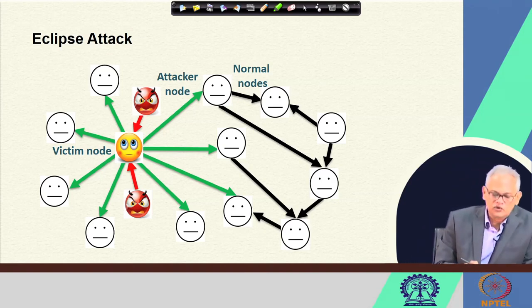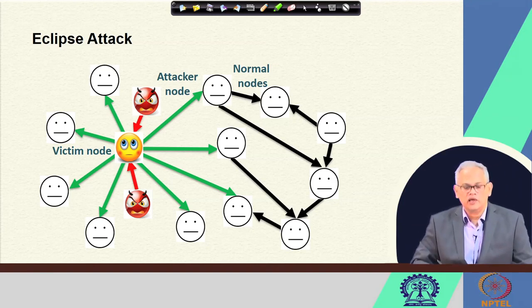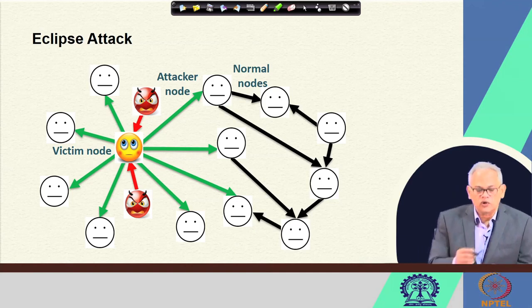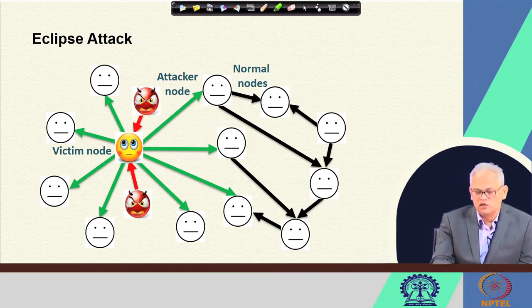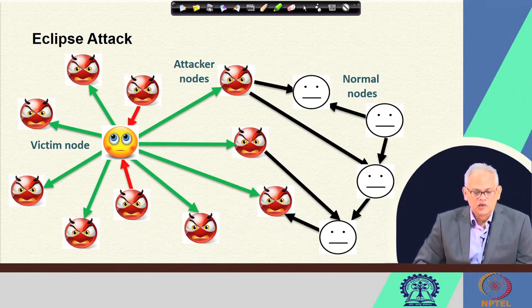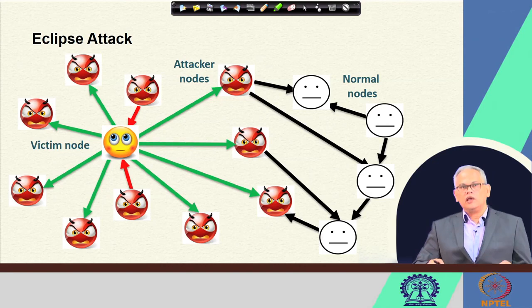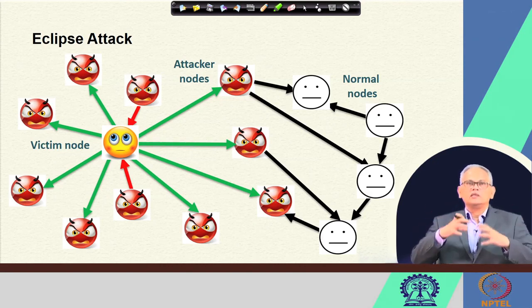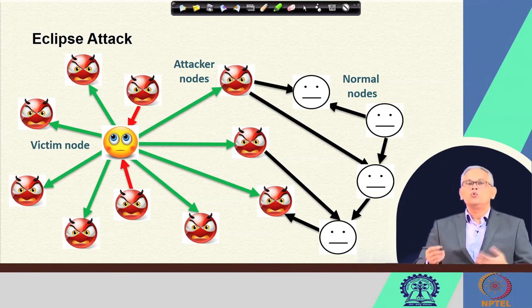So, what the attacker will do is try to join this victim node as its peer. What we see here is that initially we have these two attacker nodes that have also become peers of this particular victim node, and then slowly it will ensure that it gains full control over the information about who its peers or neighbors are.